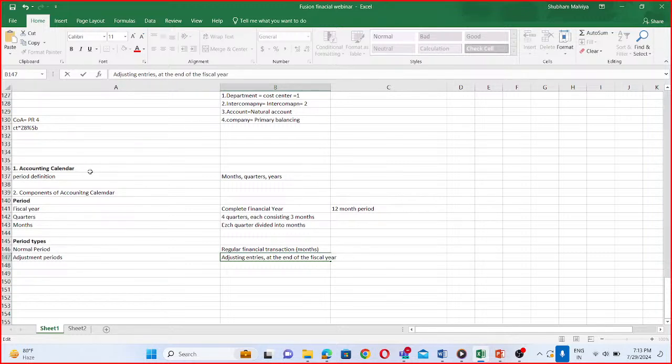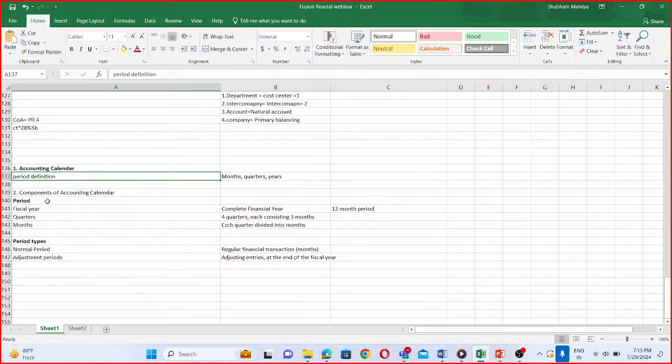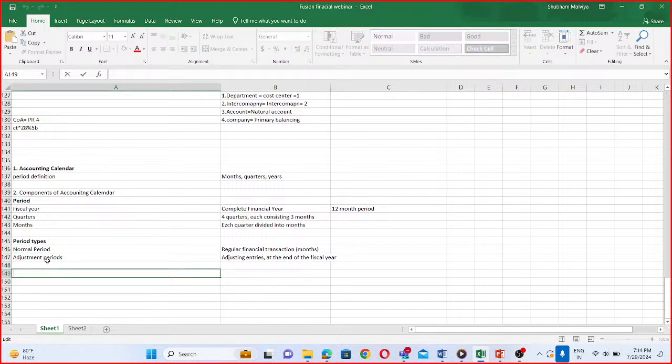Okay, so accounting calendar, we have seen the definition, we have seen the component, that is period types, and we have discussed period, fiscal year, quarter, months, and period types would be normal periods. We often use adjusting period to adjust the entry, that too at the end of the fiscal year. So whenever we make the accounting calendar, we take adjustment period. There is a 13th column where the name comes adjusting period.